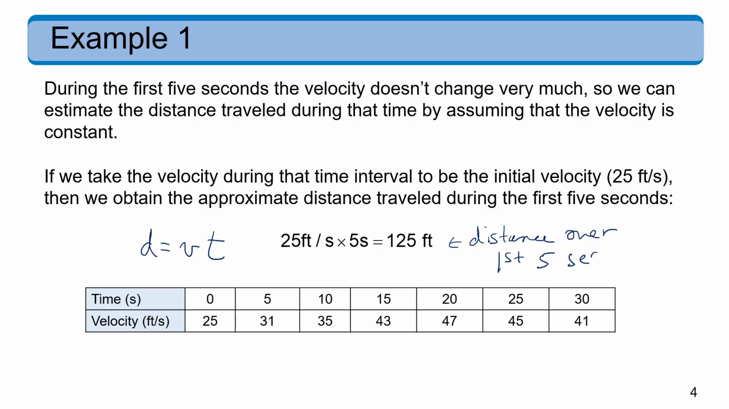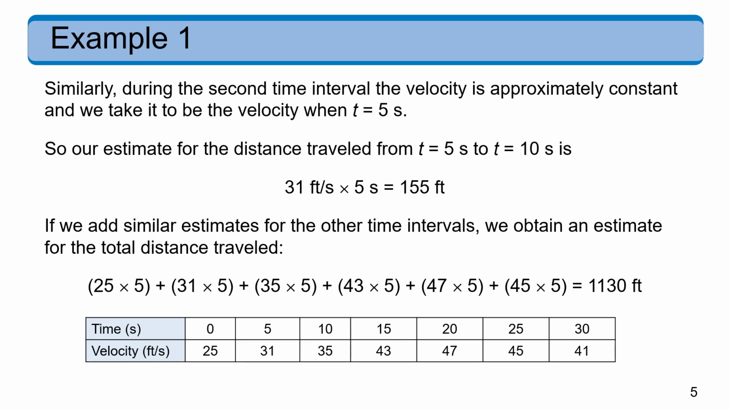And so what we could do next is move to time 5 to 10 seconds, and then estimate the distance traveled during that time interval using a similar method, and work our way all the way down the table, estimating how much distance was covered over each time interval, and then we can add them all up. So that's kind of where we're going next.